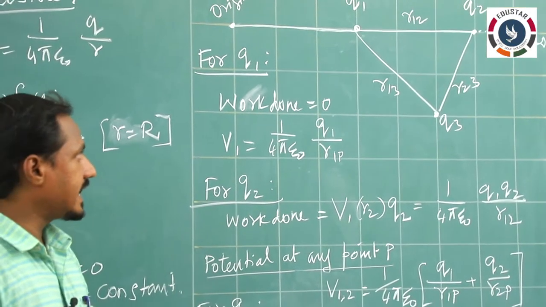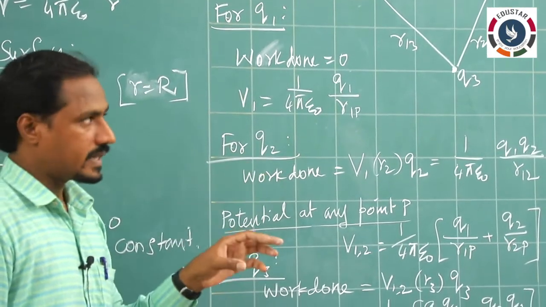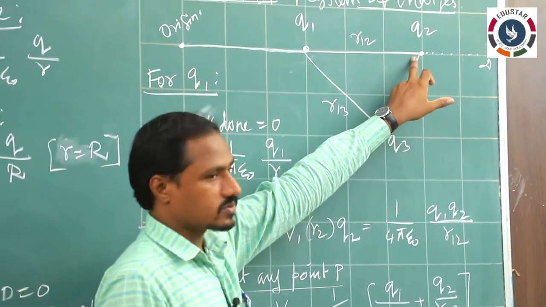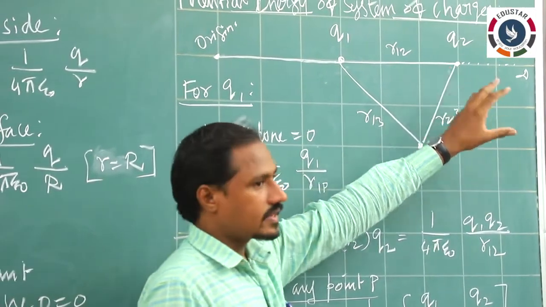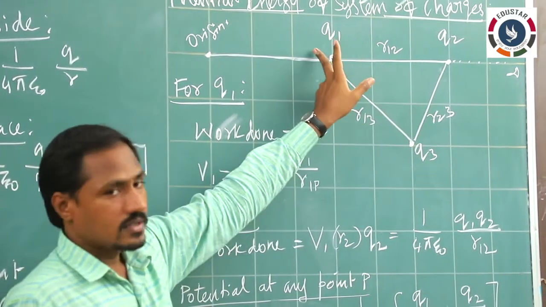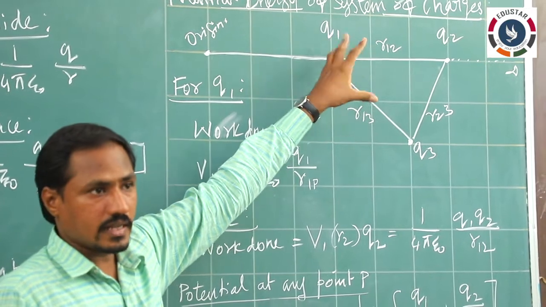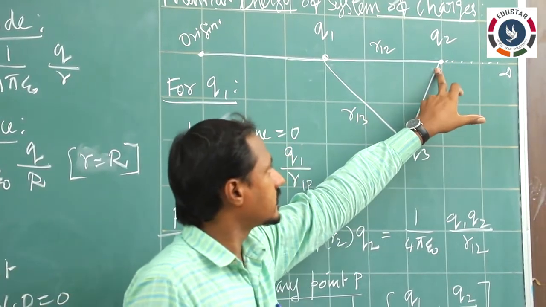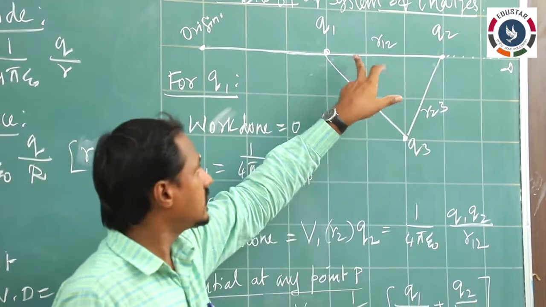Now consider the second charge Q2. We have to bring the Q2 charge from infinity to the point R2. For that we now have to do some work against the potential of Q1. Already Q1 is present, so an electric field is there. Now we move Q2 from infinity to this point, so we have to do work against this potential.